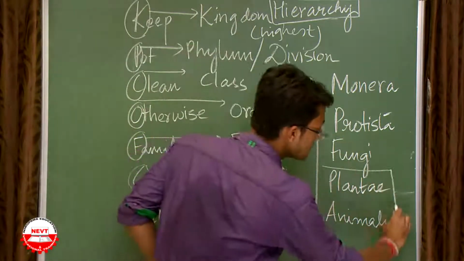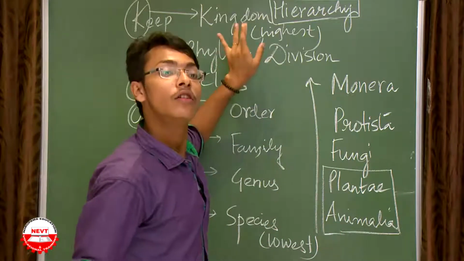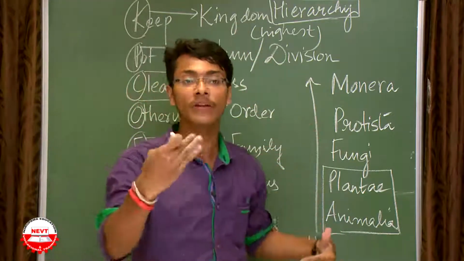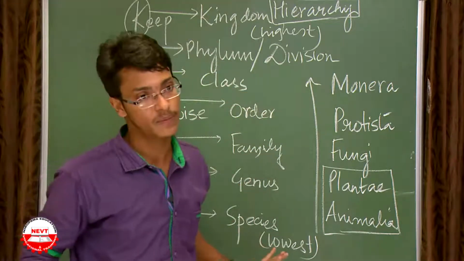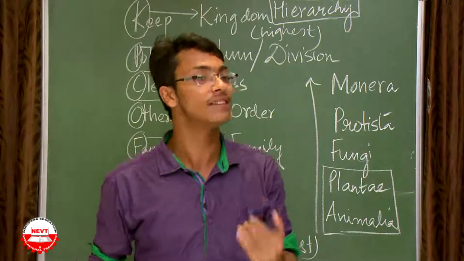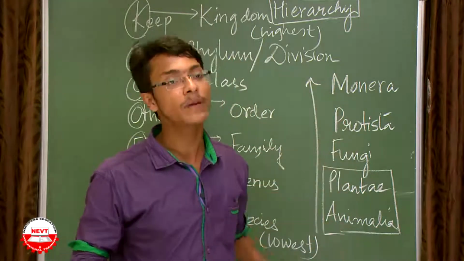Among them, in these two kingdoms, we are going to learn about the phylums, not less than phylums. As you go in your higher classes, you are going to have class, order, family, genus and species. So this completes your third bit. We will now go to the next part with all the kingdoms being discussed.